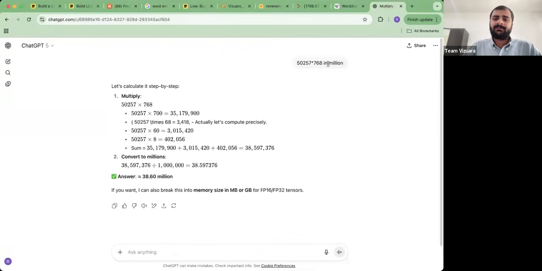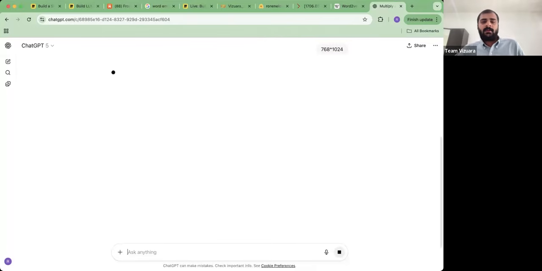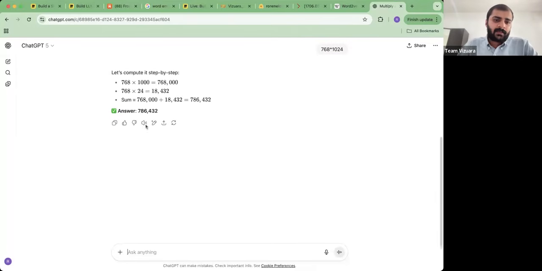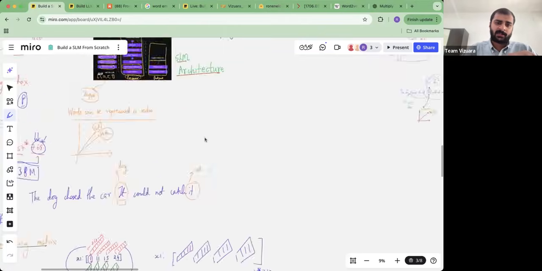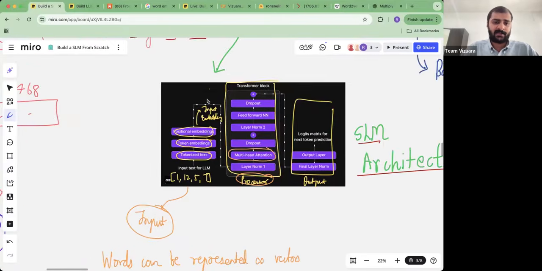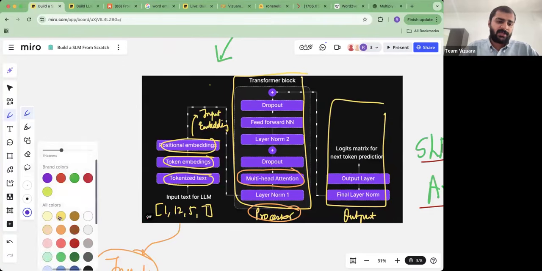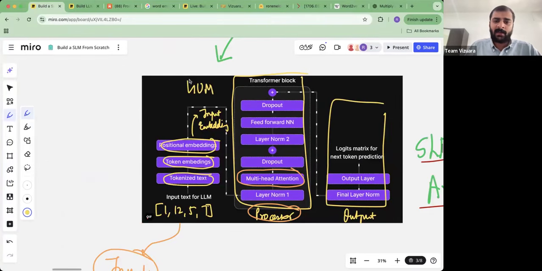Let's see how much that is. 768 multiplied by 1024. So this is around 0.7 million. So the number of parameters in the token embedding matrix is around 50 times larger than the number of parameters in the position embedding matrix. If you add both of these together, until now, before we even reach the processor block, we have around 40 million trainable parameters right here. So before we reach the processor block itself, we have around 40 million trainable parameters.